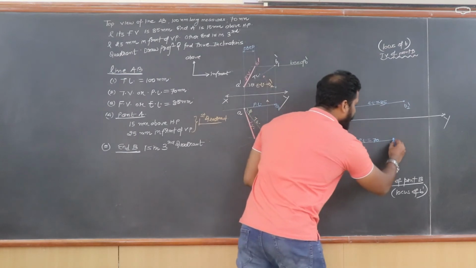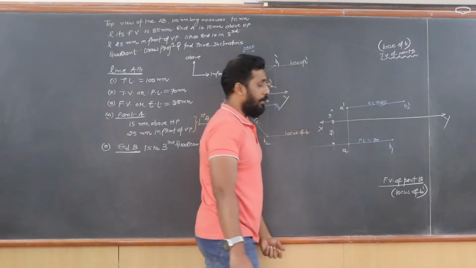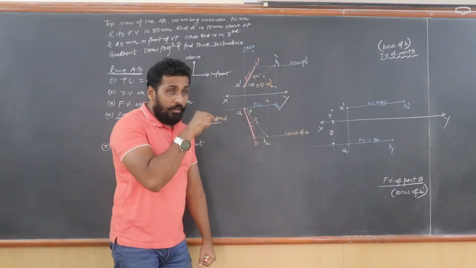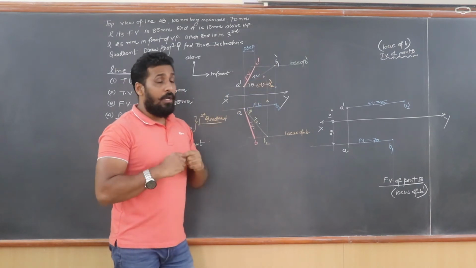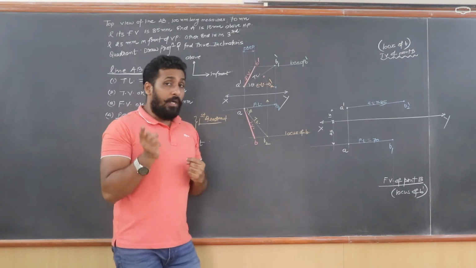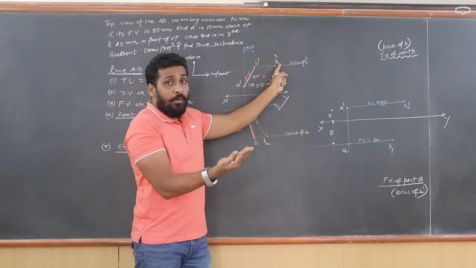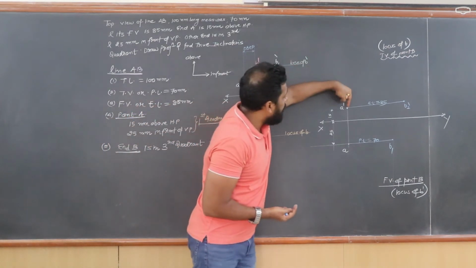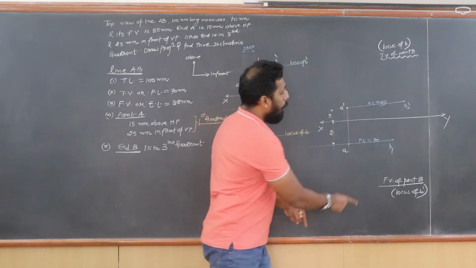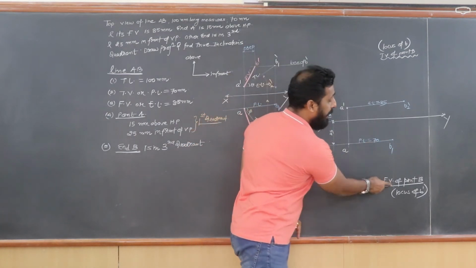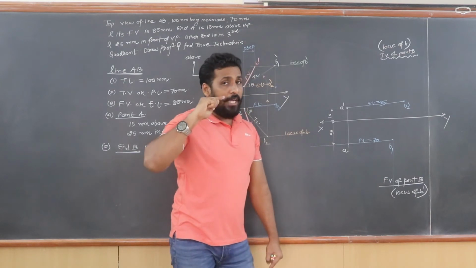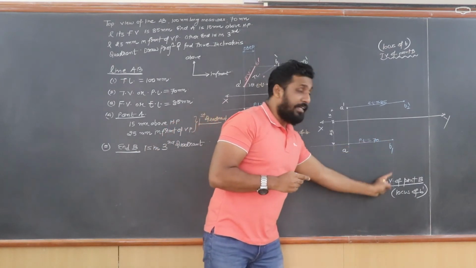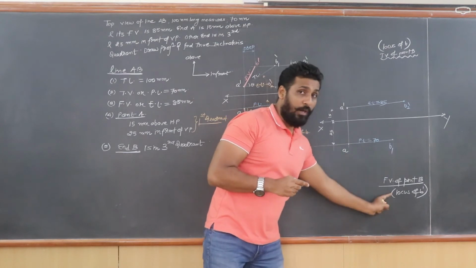So B1 goes below here, and on the same line B1 dash has to lie somewhere. Where? Right now I don't know. But I know that B1 dash is the other end point of A dash. Do I know A dash? See, I know A dash. I know the projection line of B1 dash. It is in line with B1. So I know where A dash is.